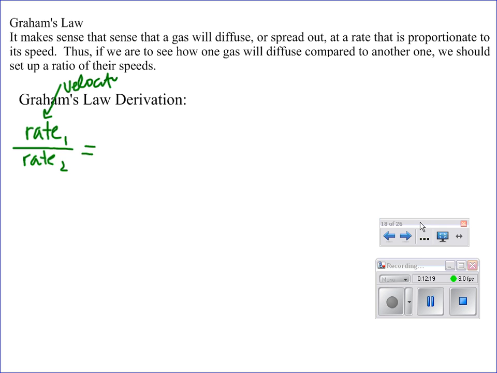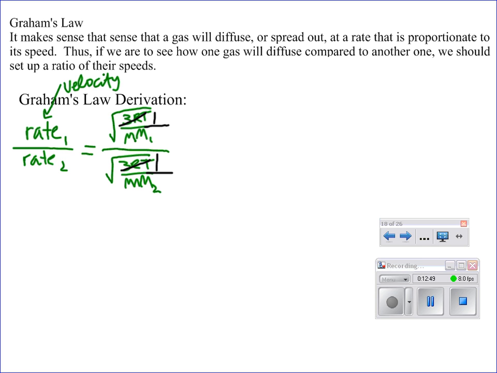All right, so this is gas 1 compared to gas 2. If I have gas 1, the square root of 3RT over molar mass 1 is rate 1, right? What's rate 2? The square root of 3RT over molar mass 2. Awesome. I'm going to simplify this. What happens to the 3RTs? They cancel, leaving me 1 over that and 1 over that.